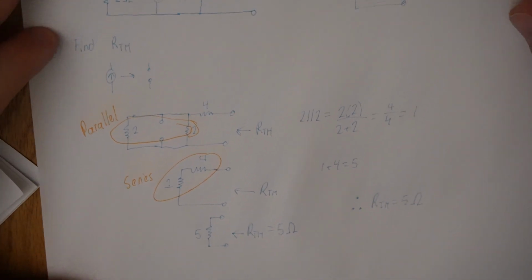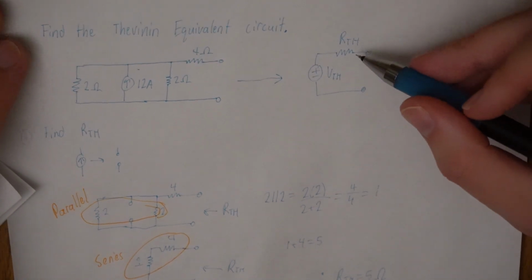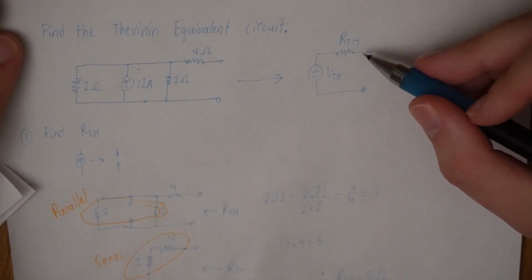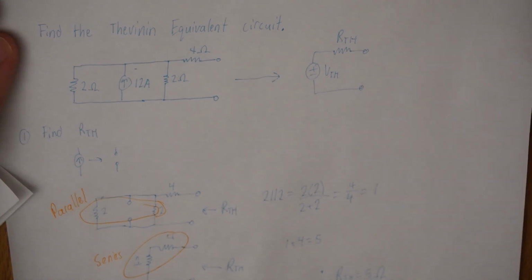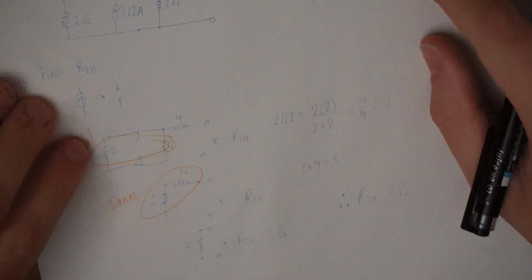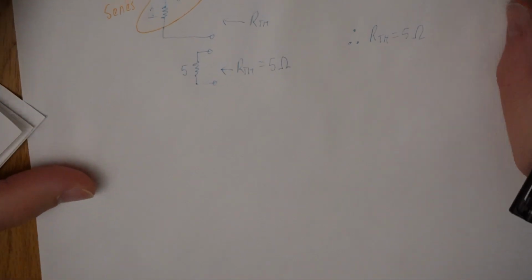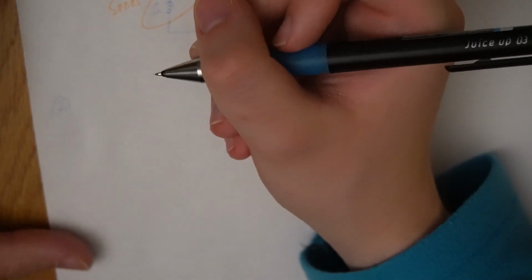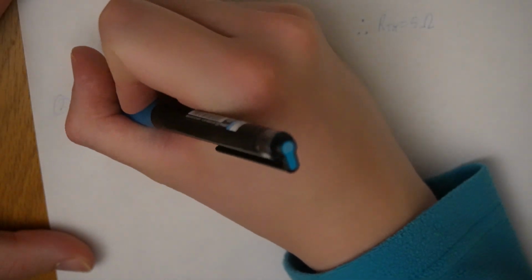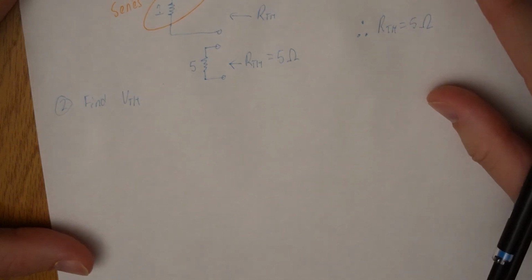So, going back to the top of the problem, we found the first value. Now, the second part of a Thevenin problem is to find the other value, in this case, the V Thevenin. So, I'm going to go back down to my paper and start another series of steps. I'll call this find V Thevenin. Now, how do we find V Thevenin?